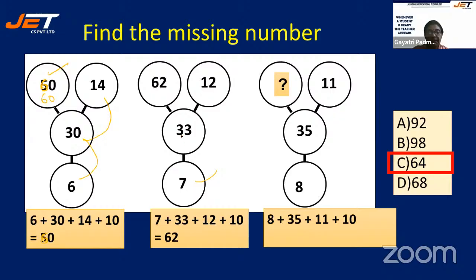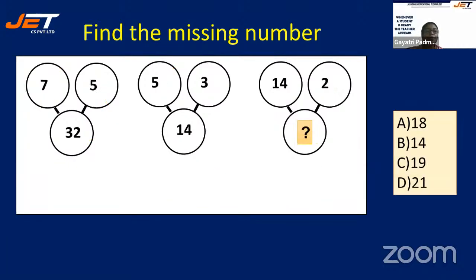So here 7 plus 33 plus 12, and if you add 10, you will get 62. Likewise, 8 plus 35 plus 11 plus 10, if you add, you will get 64. All right, students? I'm sure you would have understood. Let's see the next sum very quickly.